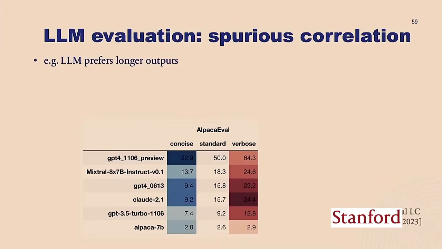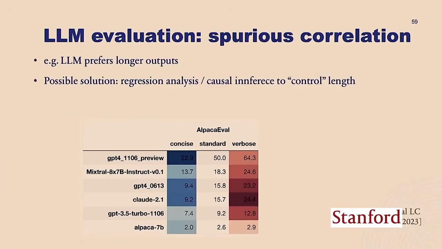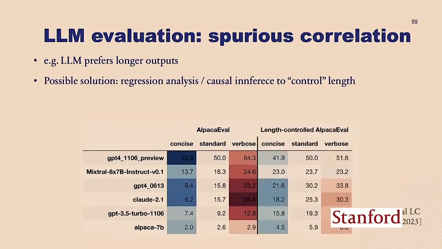That's very annoying. So one possible solution, which is what we did, is to use some regression analysis. I'm not going to go into details, but basically use causal inference tools to control for length. And right now, actually, length matters much less. So if you ask it to be verbose, you still get some gains, but much less.